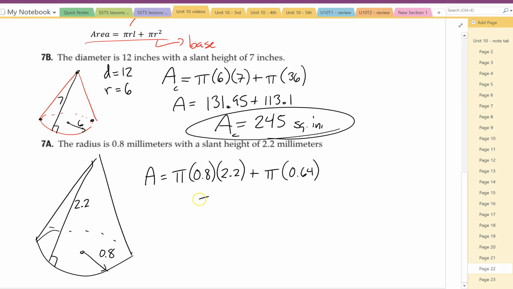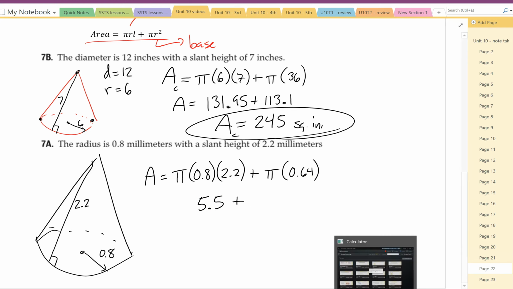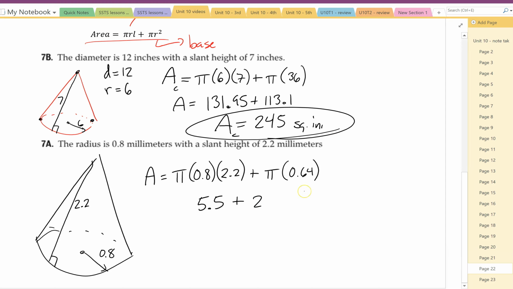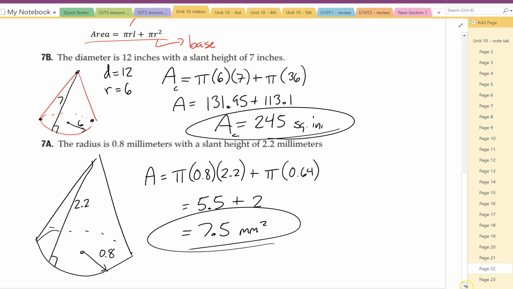Let's just call it 5.5 plus pi times 0.64. Let's call it 2. So the surface area of this cone is just 5.5 plus 2, which would be about 7.5 square millimeters.